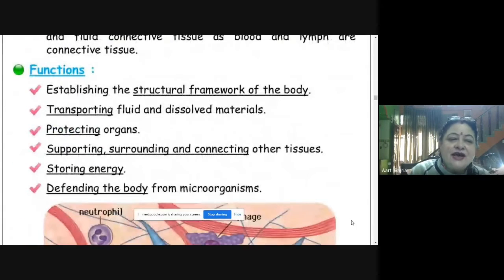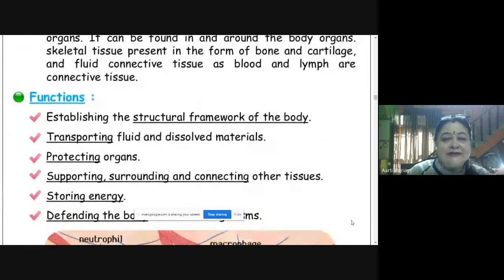Bone, as we all know, is the structural framework of the body. So the main function of this connective tissue is to establish the structural framework of the body. They are also responsible for transporting fluid and dissolved materials, because blood is also one type of connective tissue, and blood is transporting all the essential materials like oxygen and glucose, that is a food molecule, to all the different parts of the body. So the main function of the blood is to transport material.